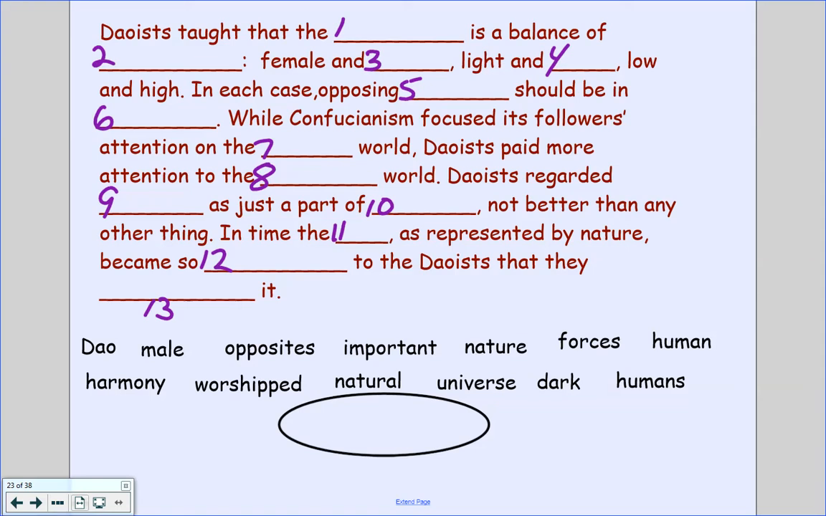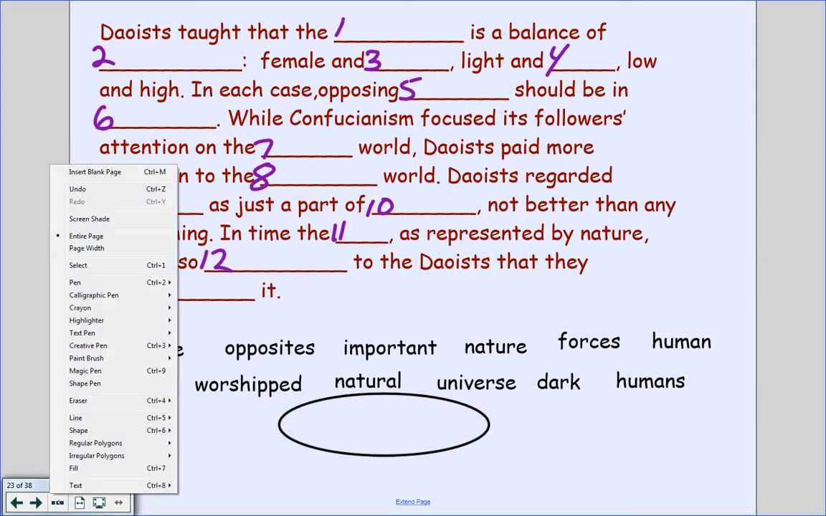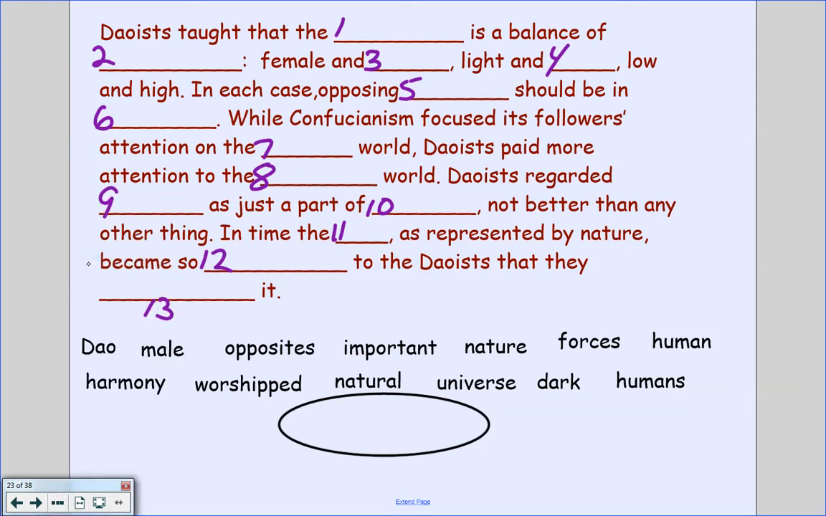All right, here we go. Taoism taught that something is a balance of something. Female and blank, light and blank, low and high. Well, let's take a look at 3 and 4 and knock out the two phrases there right now. Female and what's the opposite of female? Well, that would be male. So number 3 is male. Light and blank. What's the opposite of light? That's dark. So number 4 is dark.